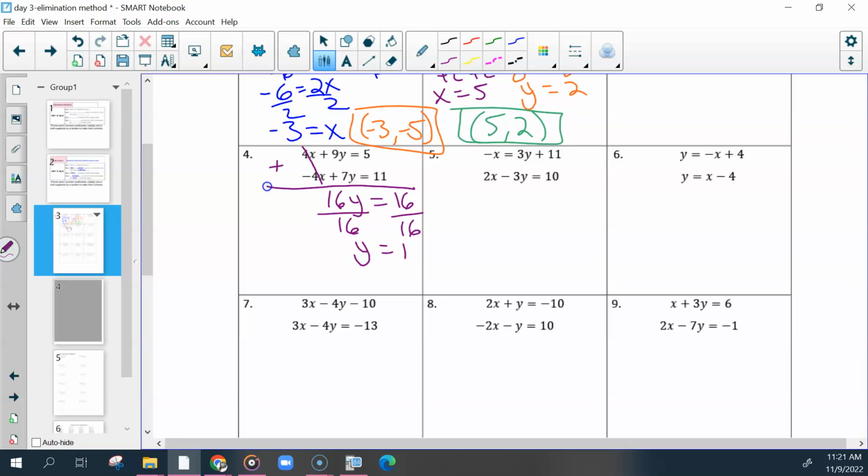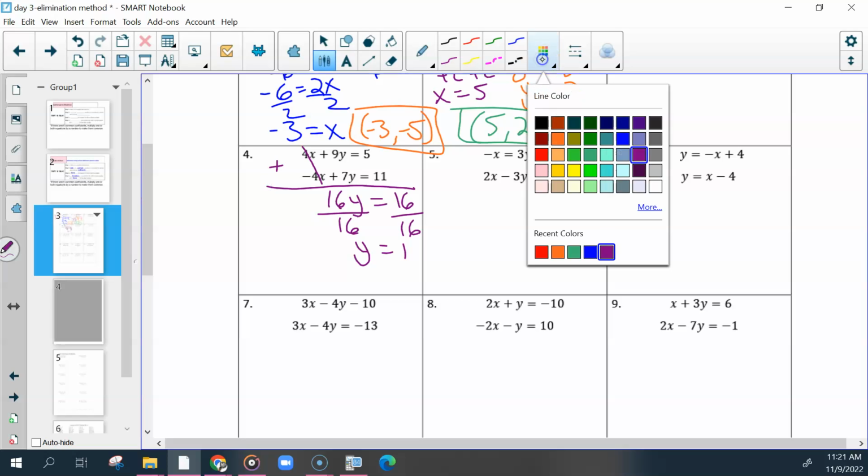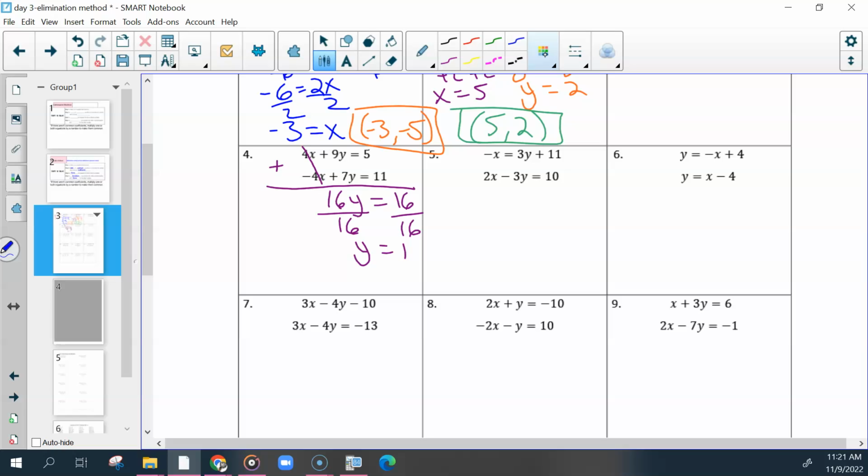And then go back, put that in one of the two equations, does not matter which one, and solve. Let's say I do the first one. 4x plus 9 times 1 equals 5. And then I would start solving for x. Multiply, and then get rid of the 9 by subtracting, and then divide.